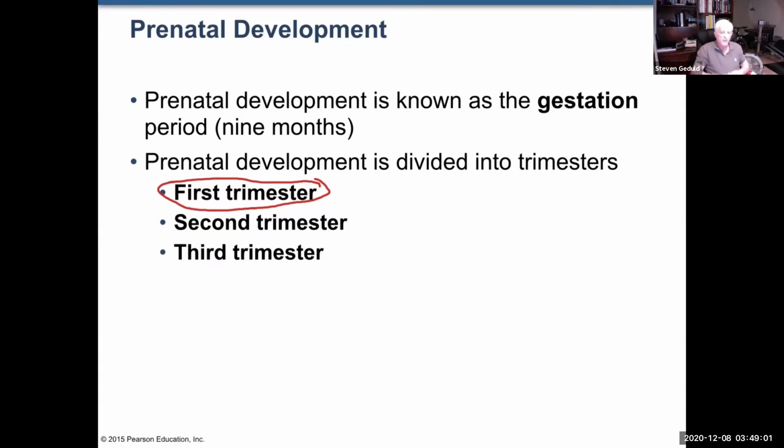That's when everything's developing. You want to avoid X-ray radiation for medical tests, things like that. Second trimester is safe to do most work in. And the third trimester is so uncomfortable for the female that you don't want to do anything. So most of our work is done during the second trimester on pregnant individuals.